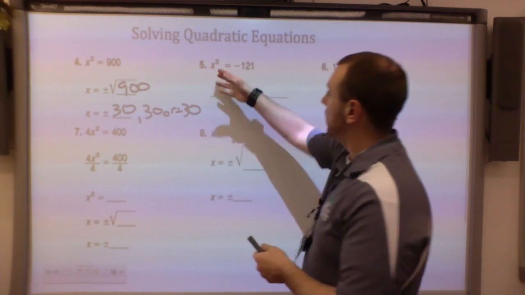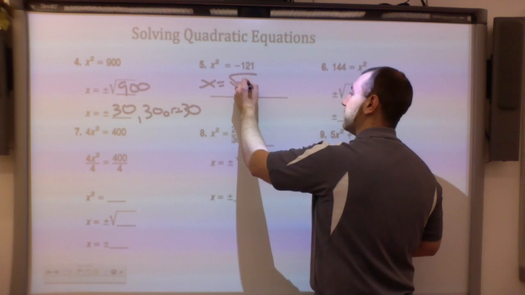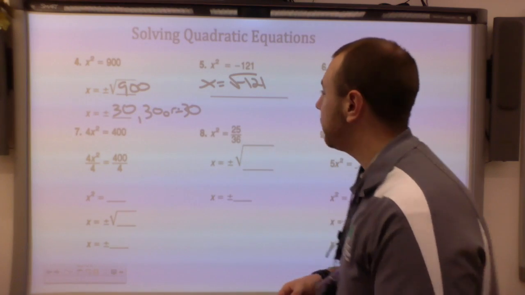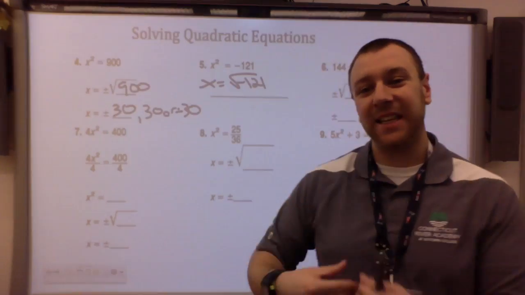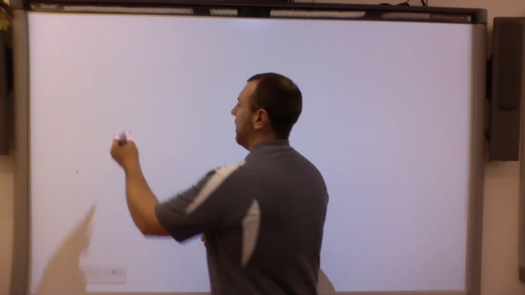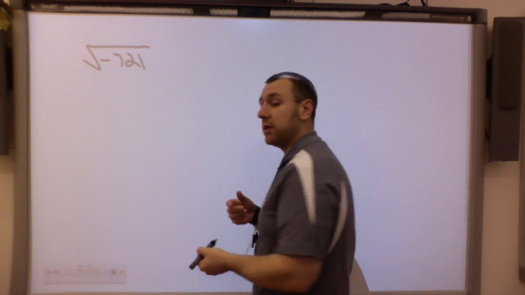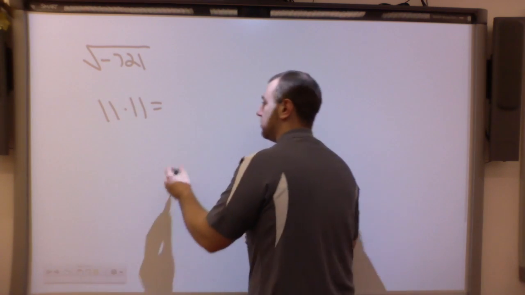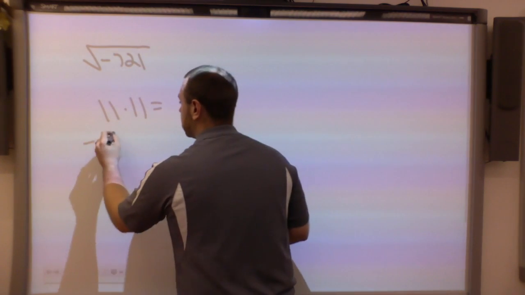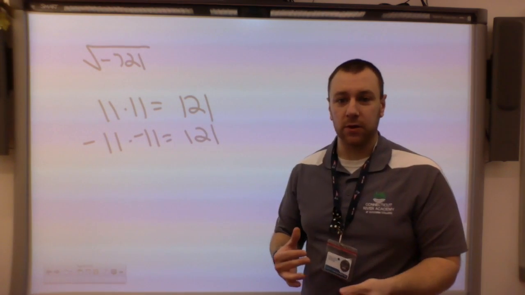In this case, when I take the square root, x equals the square root of negative 121. You might say, 121, that's 11. What we have to account for is that negative sign. Now it's inside the square root. So if we have the square root of negative 121, you might say 11. Well, let's check it out. 11 times 11, that's a positive 121. Well, maybe it's negative 11 times negative 11. Nope, that's still positive 121.